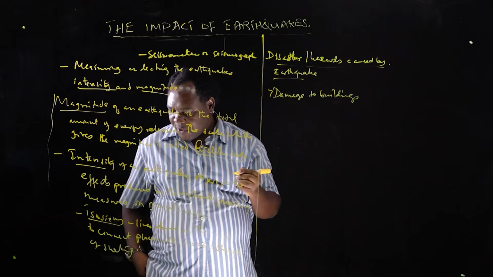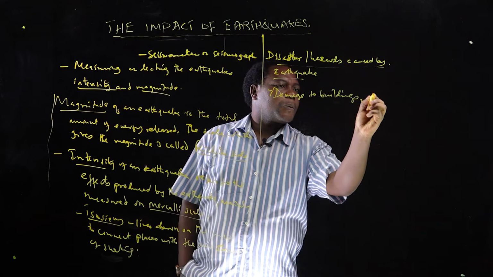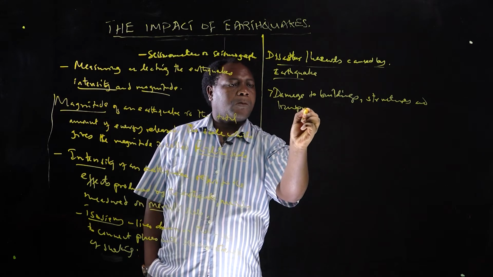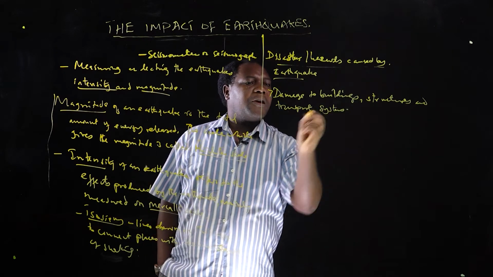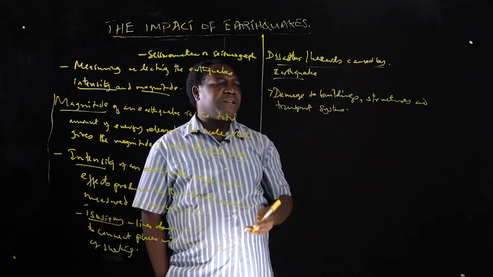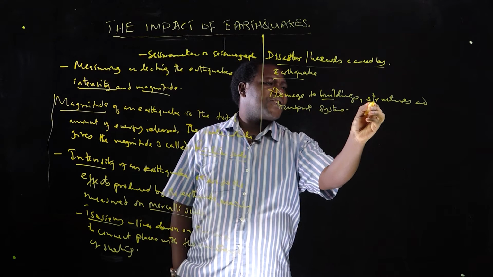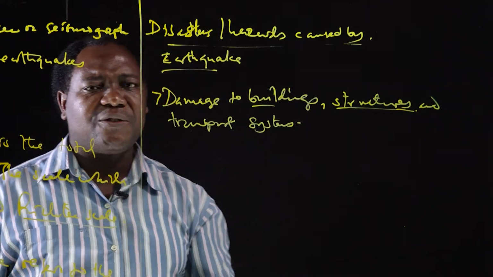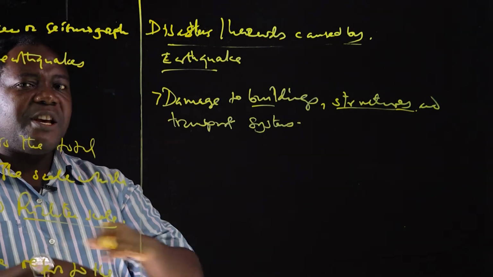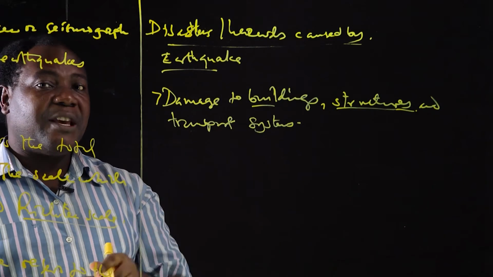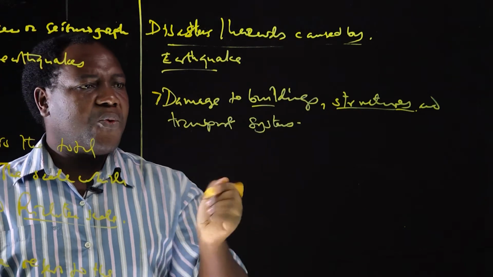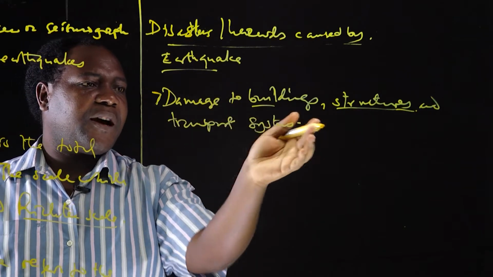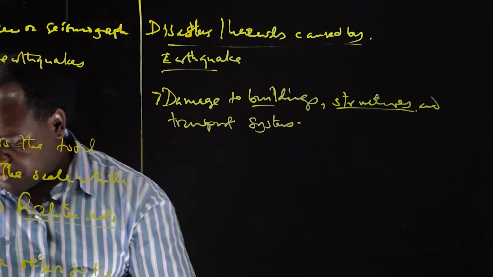Damage to buildings, structures, and transport systems. Here, because of earthquakes, we get very heavy buildings collapsing. We get structures collapsing like railway lines, roads, and so forth. Water systems are also dismantled because what shakes is the surface. And whatever is on the surface is also undergoing the same impact, and that's why we are saying that one of the impacts caused by the earthquake, the disaster caused by the earthquake, is damage of buildings, structures, and transport systems.